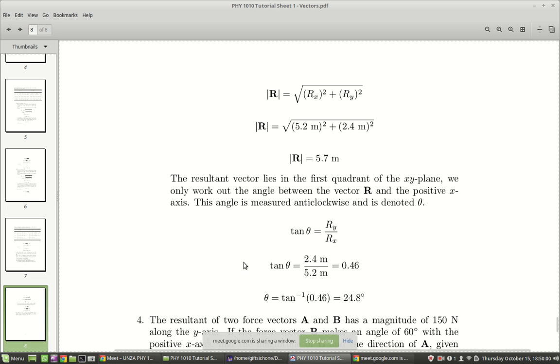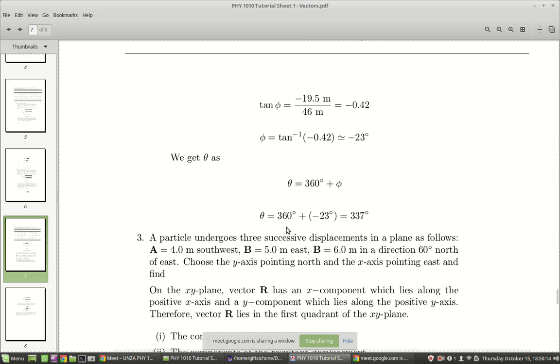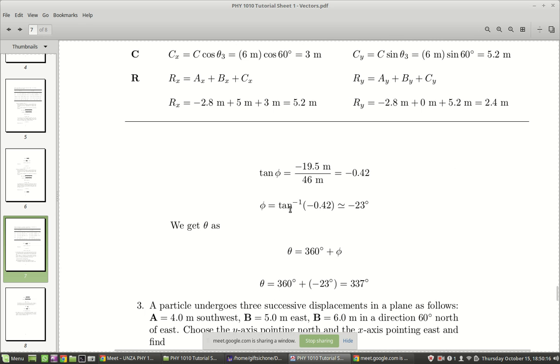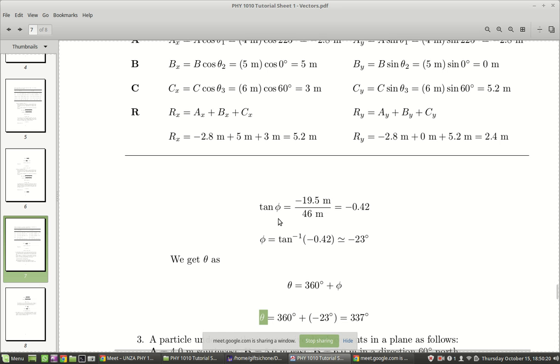It depends on the quadrant the vector is in. If the resultant vector is in the fourth quadrant, we subtract the angle by 360. Yes, if it's in the fourth quadrant, you subtract. In the fourth quadrant, like we have done, if you notice, we didn't work out theta, we worked out this one, phi. And that's what we found.